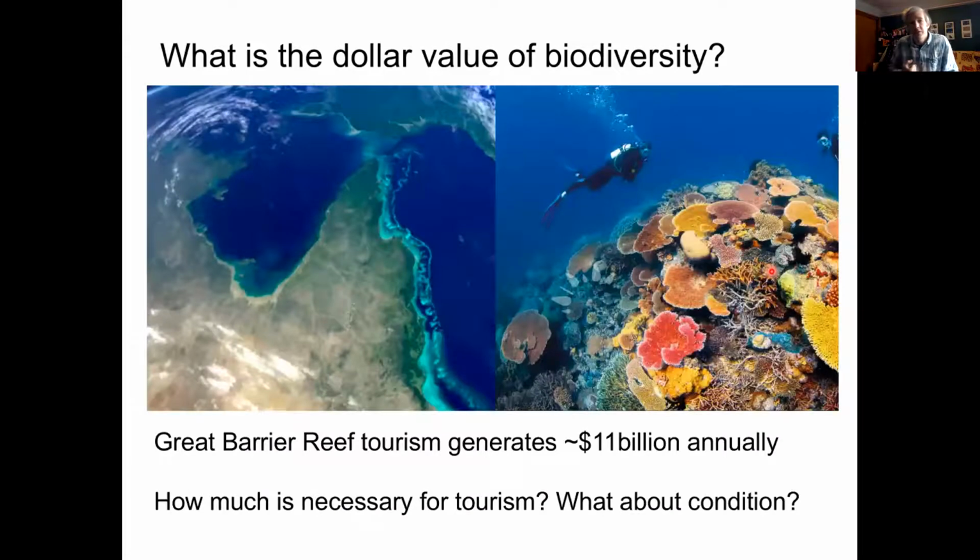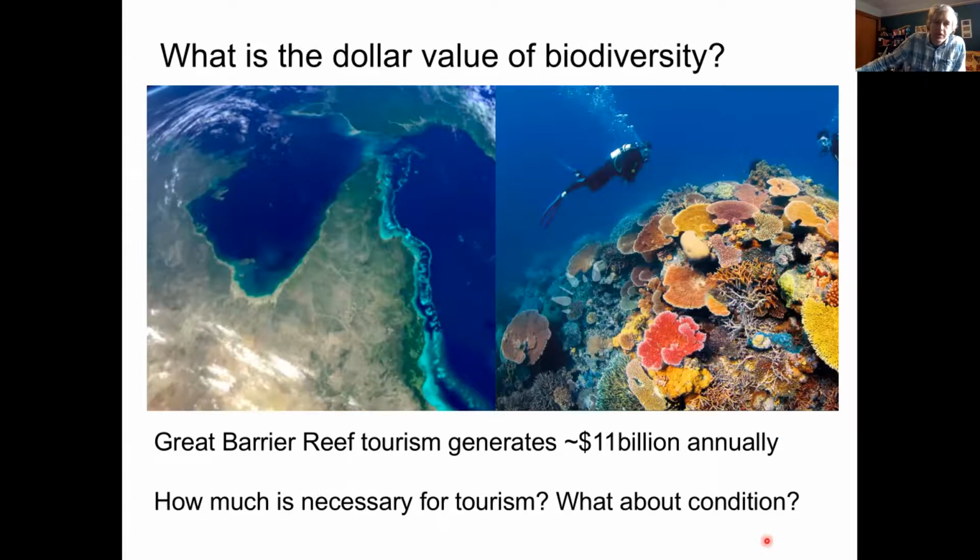Another way we can look at the value of biodiversity is in tourism. So the Great Barrier Reef off the east coast of Australia, so this is it coming down here. The Great Barrier Reef is about 1,500 miles long, and it's one of the biggest natural systems on the planet. And the Great Barrier Reef is the second biggest industry in Australia. It generates $11 billion annually.